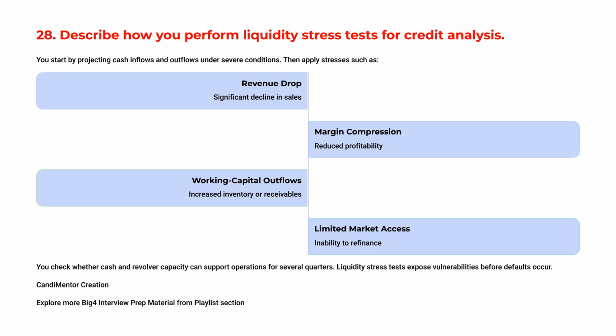Describe how you perform liquidity stress tests for credit analysis. You start by projecting cash inflows and outflows under severe conditions. Then apply stresses such as revenue drop, margin compression, working capital outflows, limited access to capital markets. You check whether cash and revolver capacity can support operations for several quarters. Liquidity stress tests expose vulnerabilities before defaults occur.